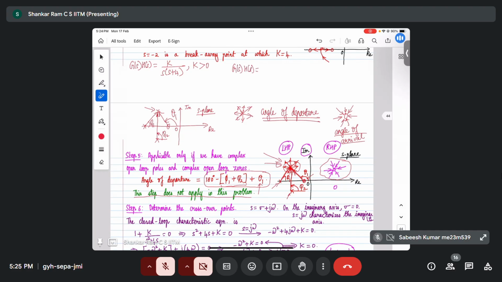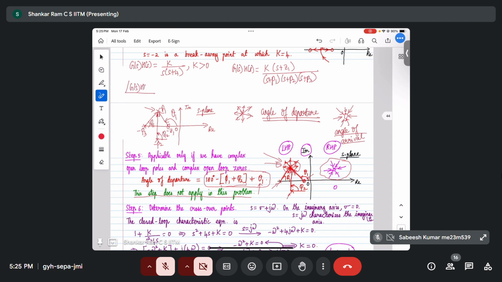Since this question has arisen, let me write down the general example which I have plotted here. I have three open loop poles and one open loop zero. Let's call them minus Z1, minus P1, minus P2, minus P3. Now, what is the angle condition?